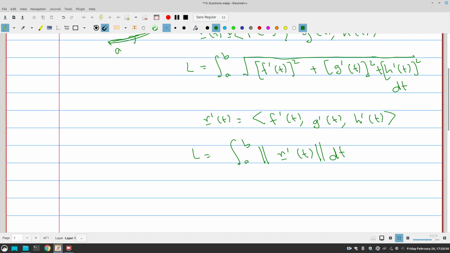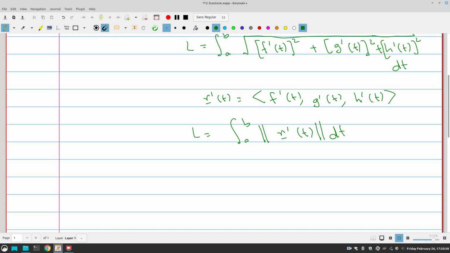And of course, if you're dealing with plane curves, then h(t) is equal to 0, and as a consequence, h prime(t) is also going to be 0.